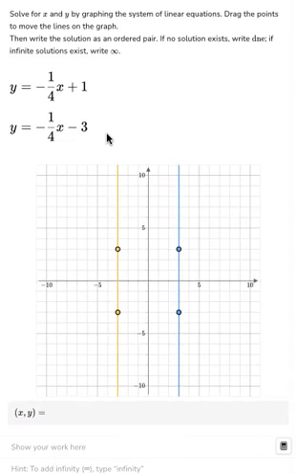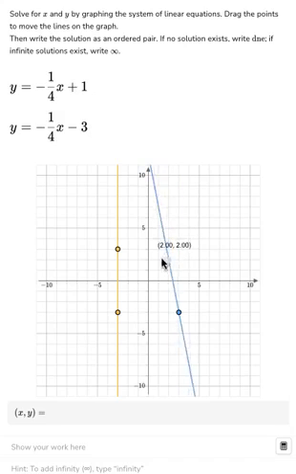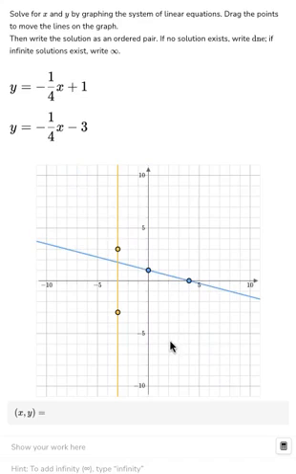Now in this system of equations, both lines have the same slope, -1/4, but they have different y-intercepts. So in this first one, I'll start with the y-intercept of 1, and from that point I need to go down 1, right 4. Now in the second equation, we have a y-intercept of -3, and from that point, I need to go down 1, right 4. And we notice we ended up with a pair of parallel lines.